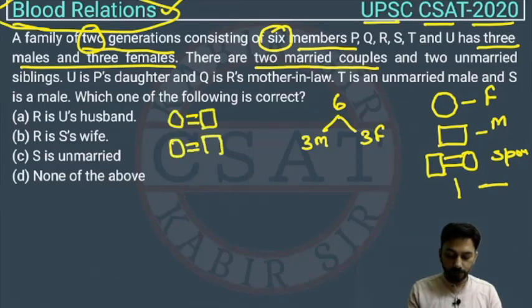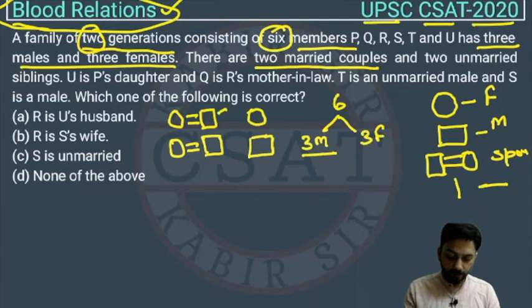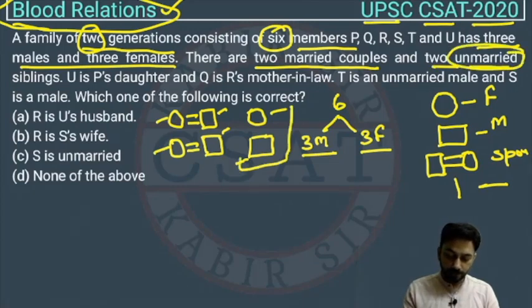So there will be 2 married couples like this. So here we have 2 female and 2 male, right? So how many are remaining? 2 are remaining. So there will be 1 male and 1 female, right? Because in total we have 3 male. So 2 male are here. So 1 male here, and 3 female, first, second and third, right? So 2 married couples here and 2 unmarried siblings. So these are unmarried, these ones, right? So these are unmarried siblings.